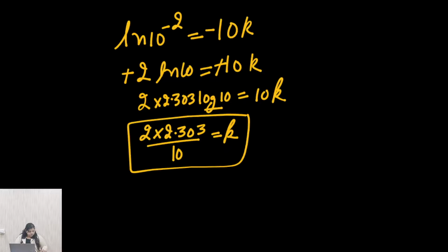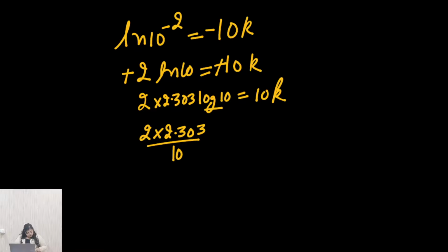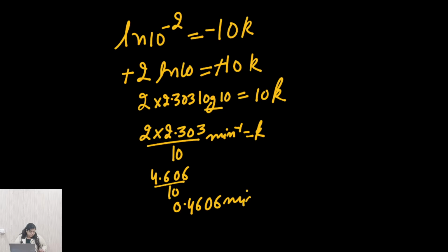The units will be minute inverse, because for first order the units are time inverse, so minute inverse. This is going to be the rate constant k. So it becomes 4.606 upon 10, which we get as 0.4606 minute inverse. This is my rate constant, right? So this is going to be the answer. From the options you can check it now.